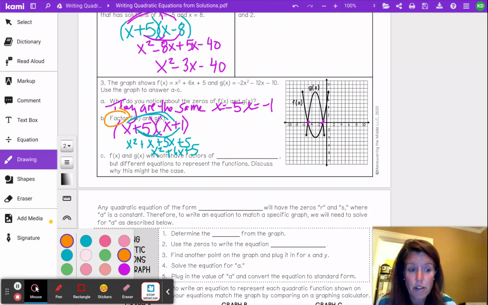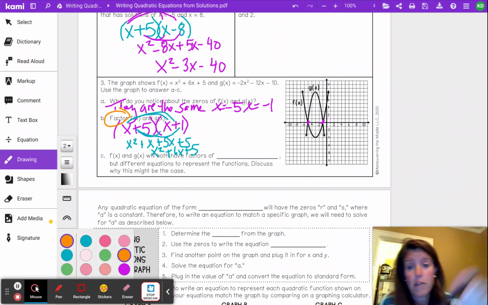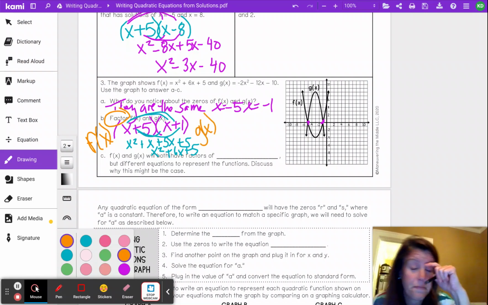And so I didn't factor it first. All I did was put those solutions in and then I just folded it back out. So we did get to the original one, but that was f of x. Okay, so that was our f of x function. Now let's do our g of x function. Let's factor that one out.